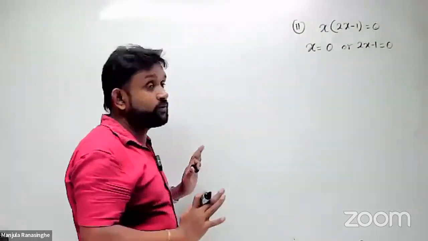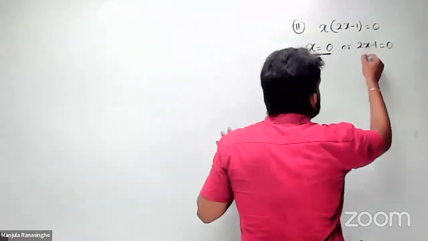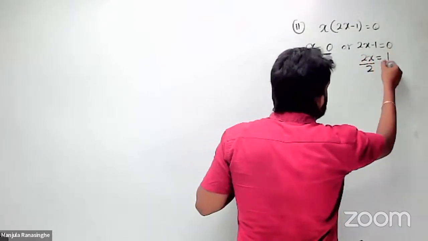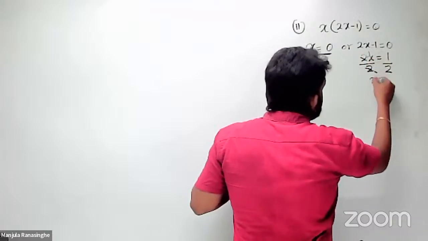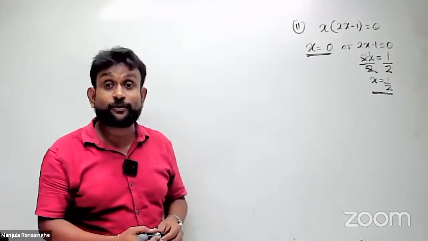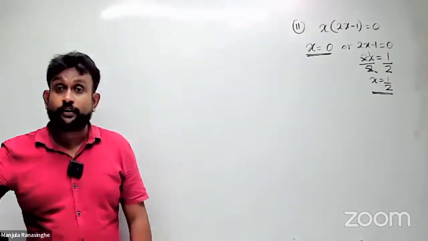That's the major concept. So now here x is 0 as an answer. Here make x the subject. 2x equals minus 1, take the 1 there, plus 1. Just divide by 2 on both sides. Then x equals 1 upon 2. So we have two answers, x equals 0 or x equals 1 upon 2. Okay, correct it.